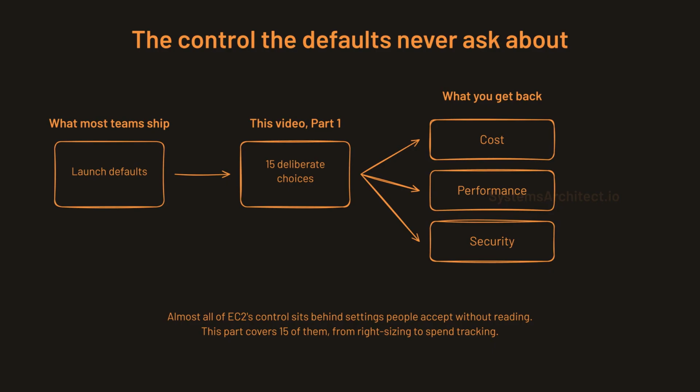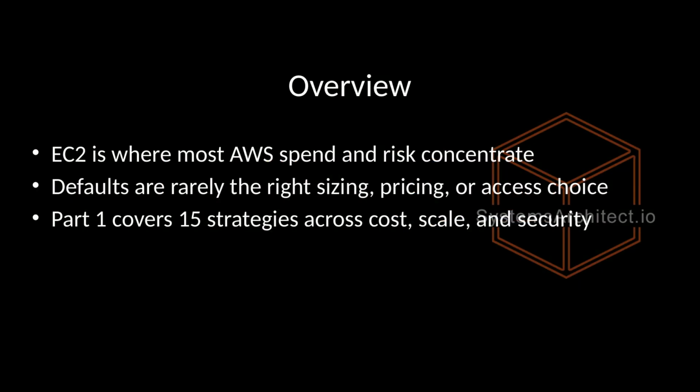Teams that run EC2 well are not smarter than everyone else. They just made deliberate choices the console never asks about. This is part 1, covering 15 strategies. We go from right-sizing and purchase commitments through load balancing, backup, monitoring, and spend tracking. 15 AWS EC2 strategies, part 1.